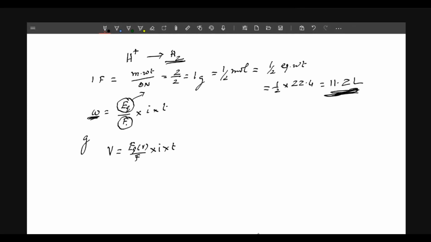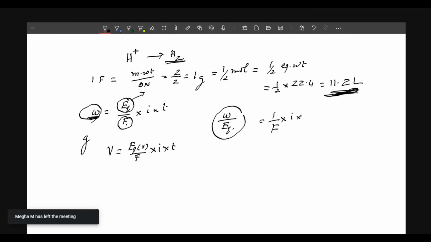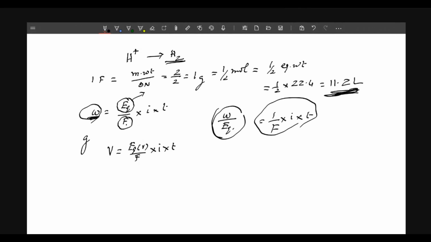Sometimes you are asked to calculate how many moles would be formed. If moles are formed, they are not asking the weight. How many moles are formed or how many equivalents are formed? W divided by the equivalent weight is nothing but the number of equivalents formed, divided by 1 by F into I into T. Once again, they are changing the questions like this. Suitably, you have to work out. They say so many equivalents are released. Therefore, W by EQ is given, and you substitute the value here. Of these three, you would be asked something else.